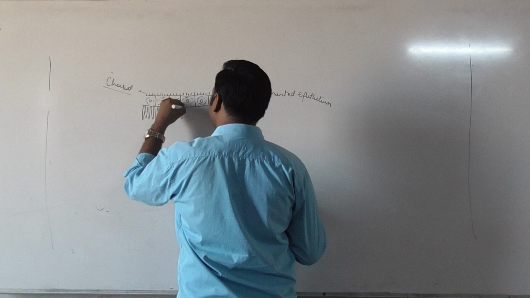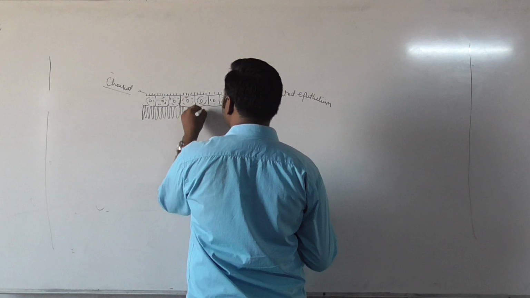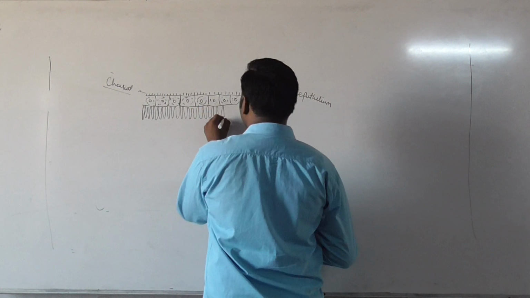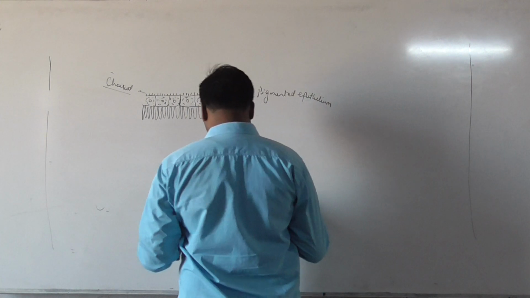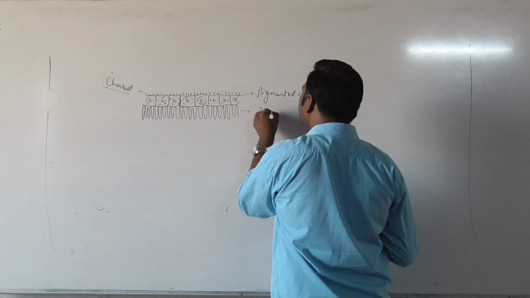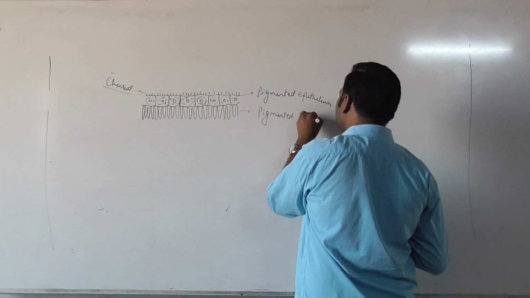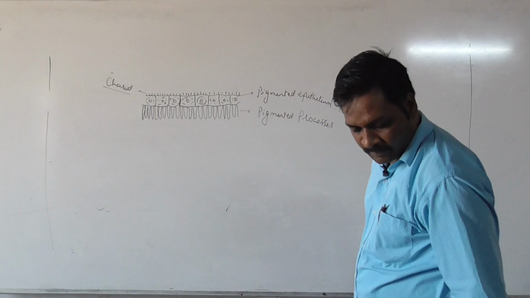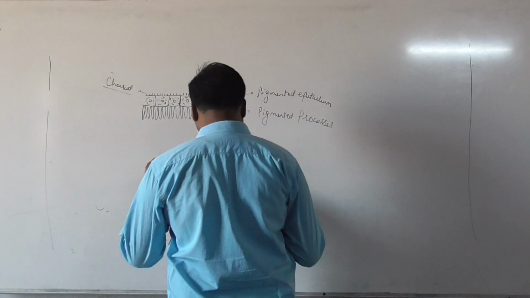These are like the microvilli structures. These are called the pigmented processes. These are microvilli structures. Now here you can label it the pigmented processes.